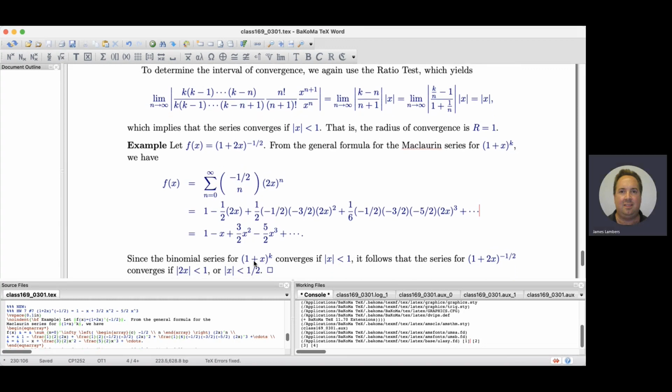Now, the general binomial series, 1 plus x to the k, converges if the absolute value of x is less than 1. But in here, x is replaced by 2x. So I need the absolute value of 2x to be less than 1. So the radius of convergence is 1/2.